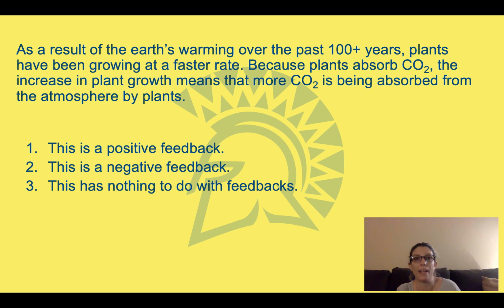So the initial thing is going to be the warming. And then the plants are going to grow because of that warming, but then they're going to absorb CO2. Well, what is CO2? That's a greenhouse gas. Okay, so that absorption of the CO2 is actually going to cause it to get cooler and not warmer. So this actually is a negative feedback, because the initiating event caused it to go in one direction, but then through these feedbacks, it goes back in the other direction towards where it started from. Okay, that would be the negative feedback. So that's going to be number 2.